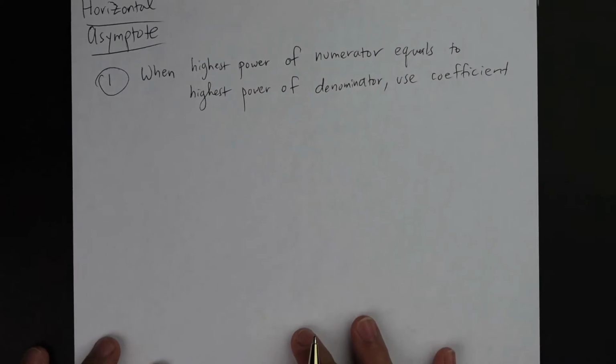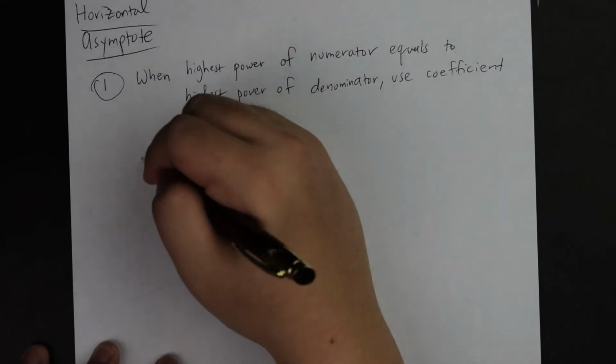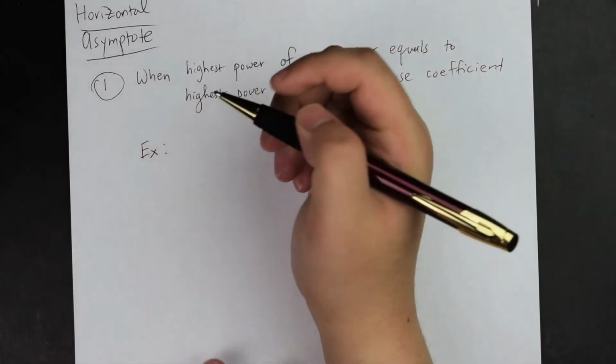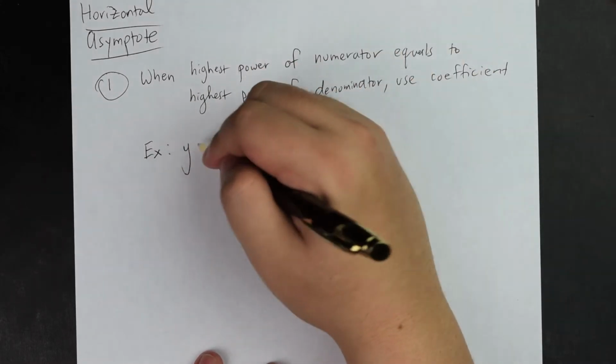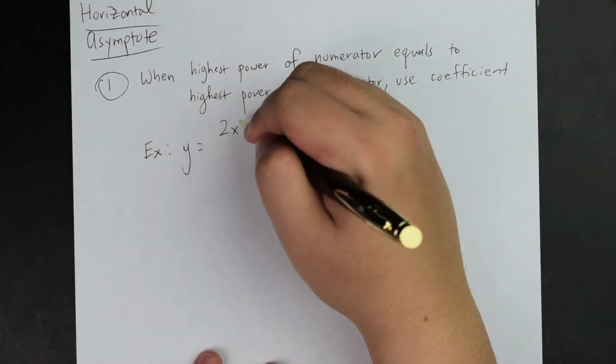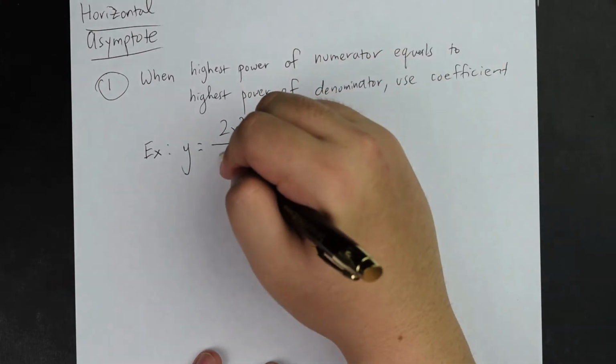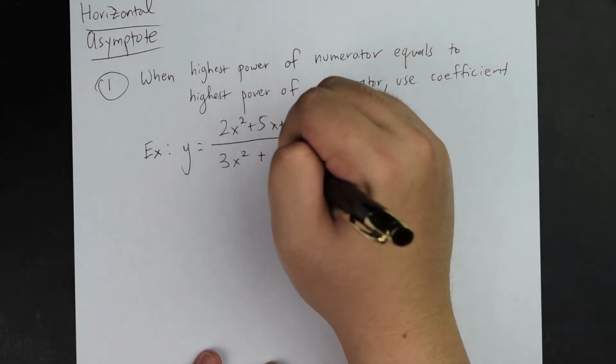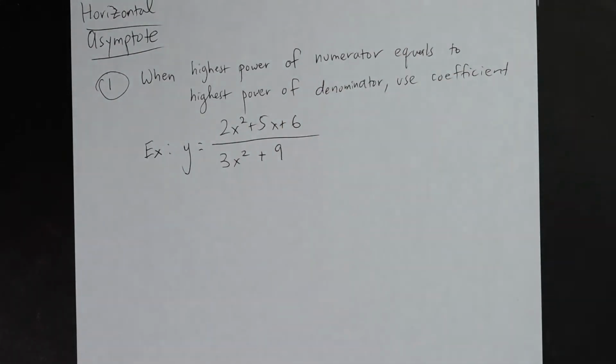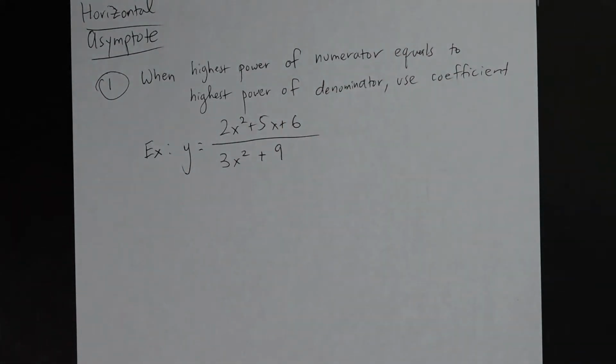So I'm going to actually create a problem just off the top of my head, just to illustrate what I mean by this. So let's say you're given an equation, y equals, let's say, 2x squared plus 5x plus 6, again I'm just making it up, over 3x squared plus 9. Okay? So let's say I was given this question and I asked you, what is the horizontal asymptote for this question?